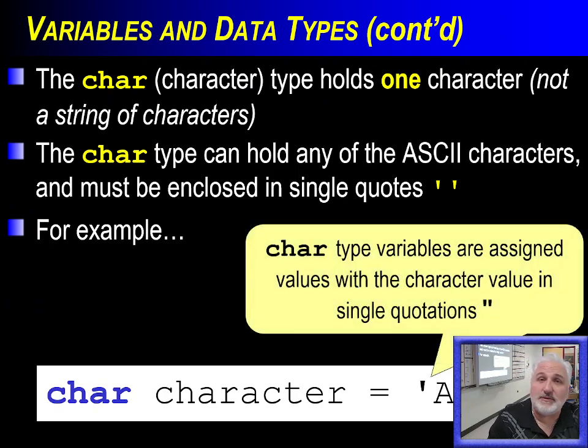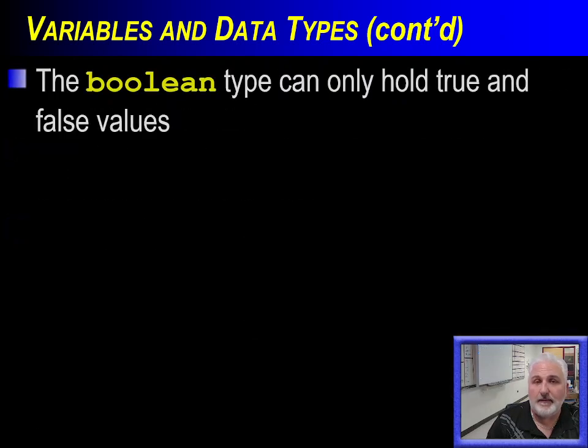The char, also just a shortened version of the word character, holds one character. Okay, that character could be a letter, or it could be a number, or it could be a symbol. That character value comes from the ASCII table of characters, the American Standard Code for Information Interchange. When you create a char, you declare it and you assign it its starting value using single quotes or apostrophes.